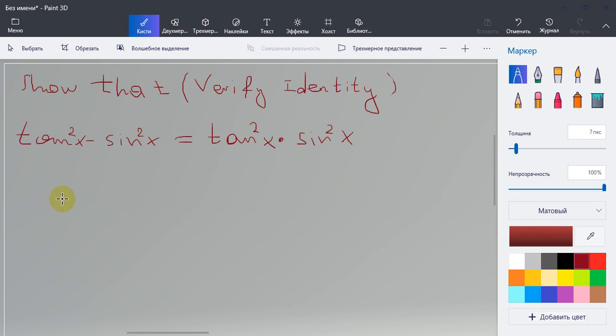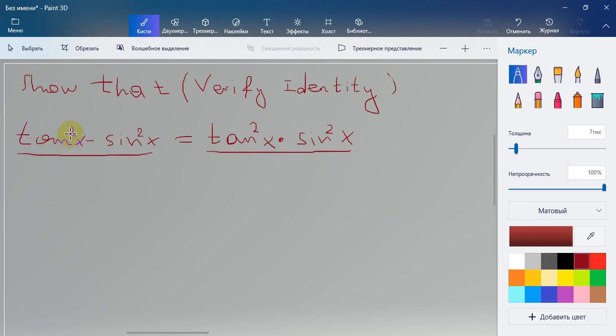Now we show that the left side expression is equal to the right side expression. How do we do it? We must show, or verify, this identity. I start from the left side expression and show that it is equal to the right side expression, or that they are the same. To do it I need some trigonometric identities.